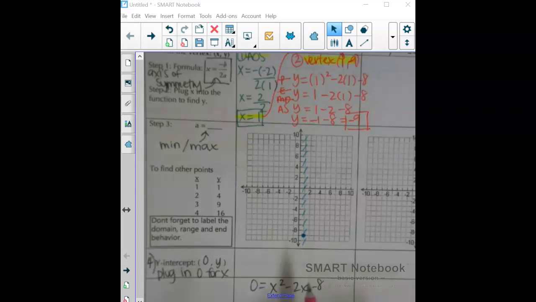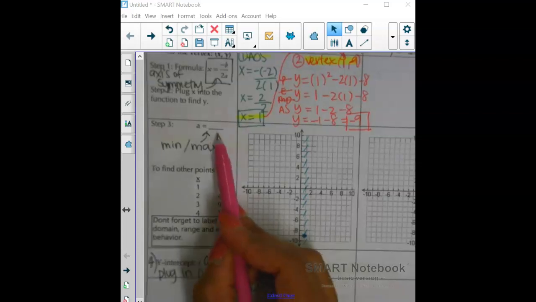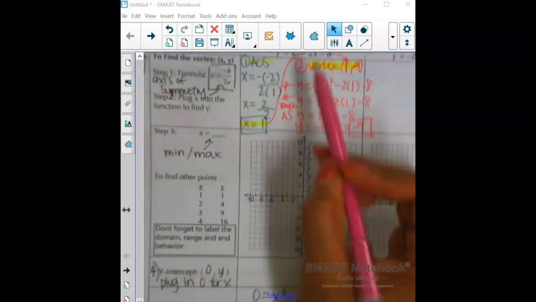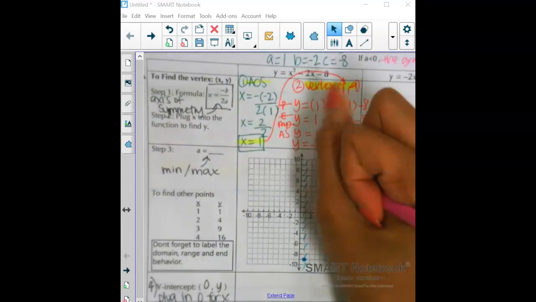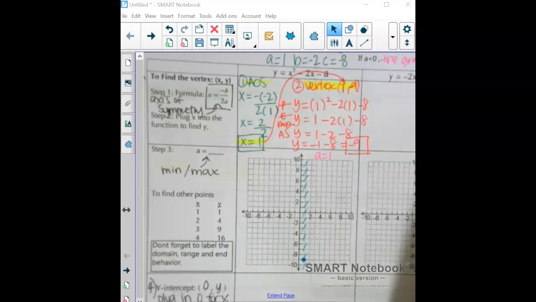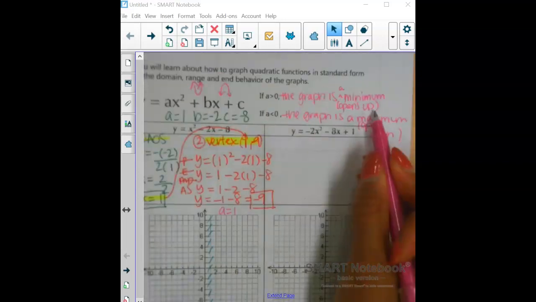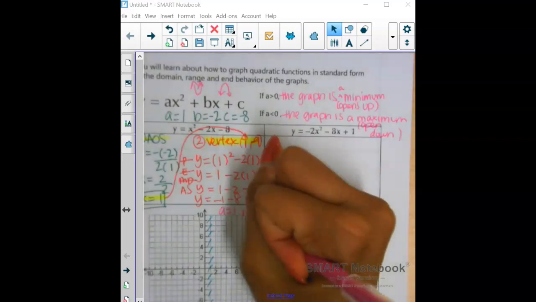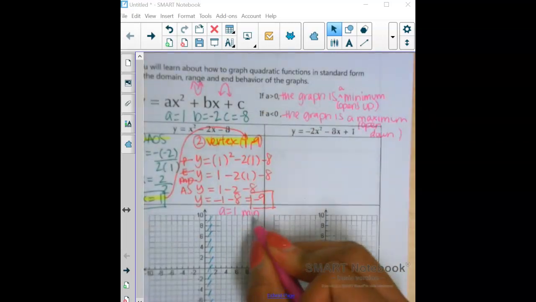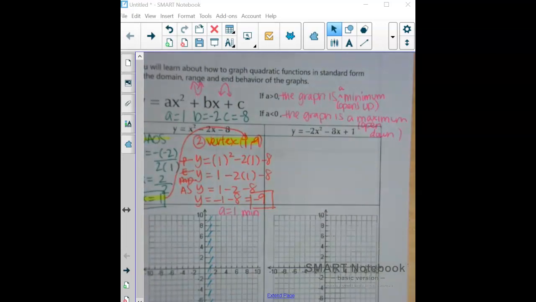Okay, next step, we need to find the a value. So step 3 says to determine the a value. If we look back at the top, Andrea told us that a is equal to positive 1. So if a is equal to positive 1, based on the information we have here, is it going to be a minimum or a maximum? Minimum, which means it's going to need to open up. So I'm just going to put min for short, and you need to remember that this opens up.